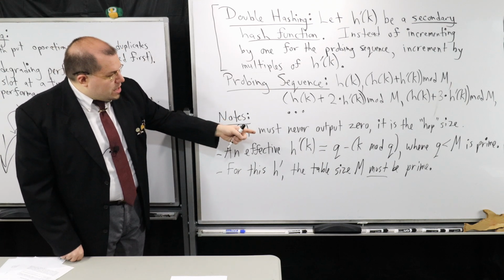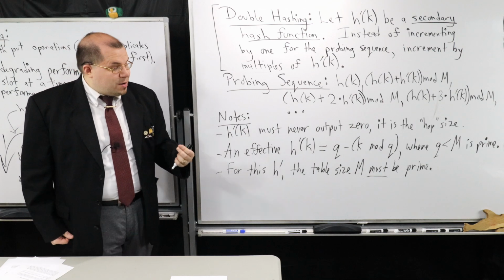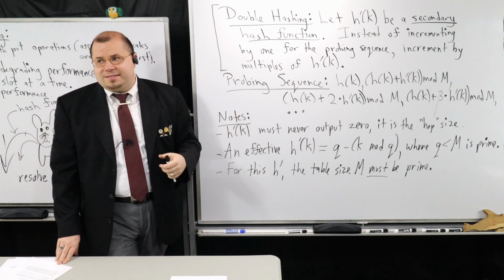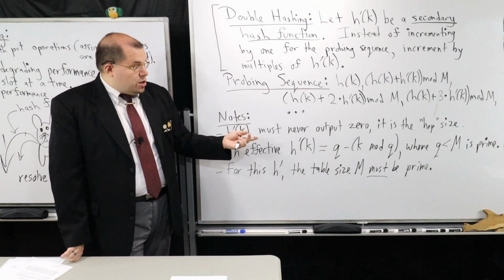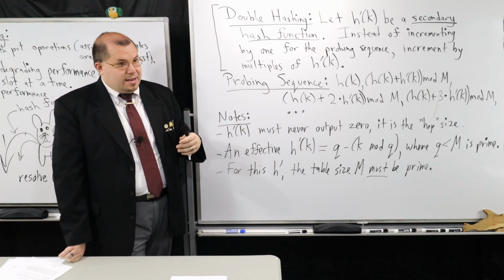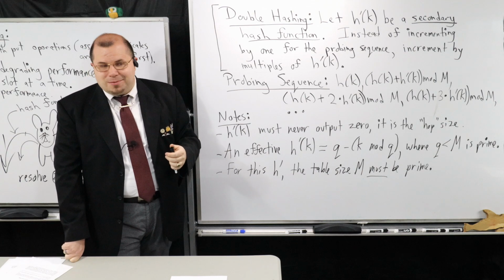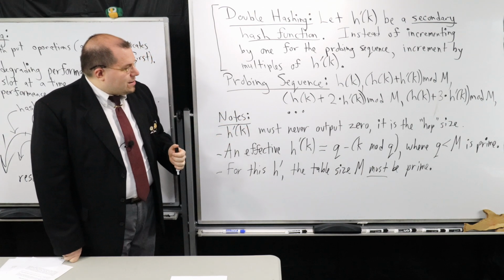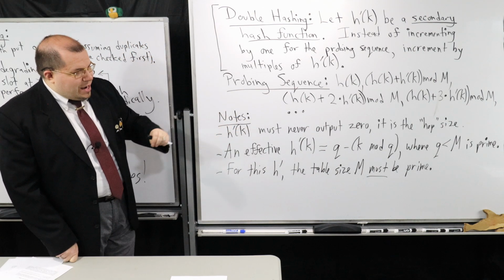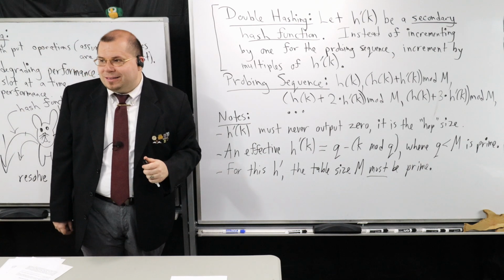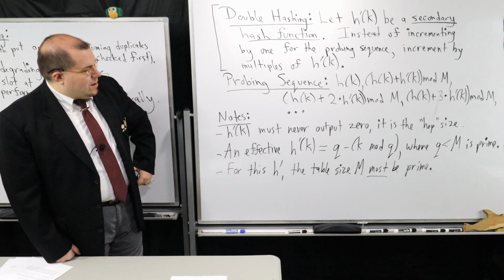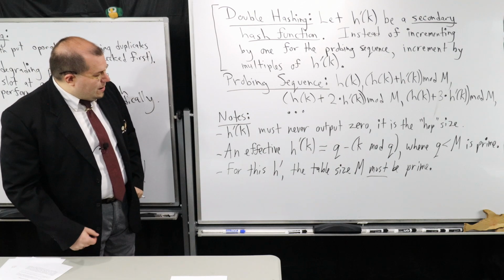Because remember, q, you have a choice of q. For example, if the table size is 15, you can make q 3, you can make it 7, or you can make it 11. In fact, if you take this very carefully, you can actually get back linear probing. But I'll let you think about that.